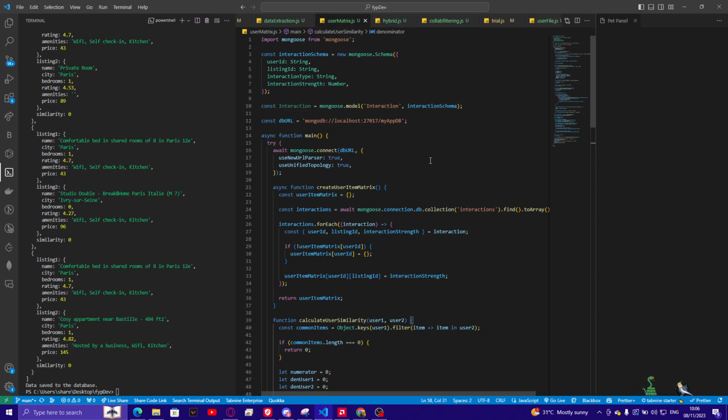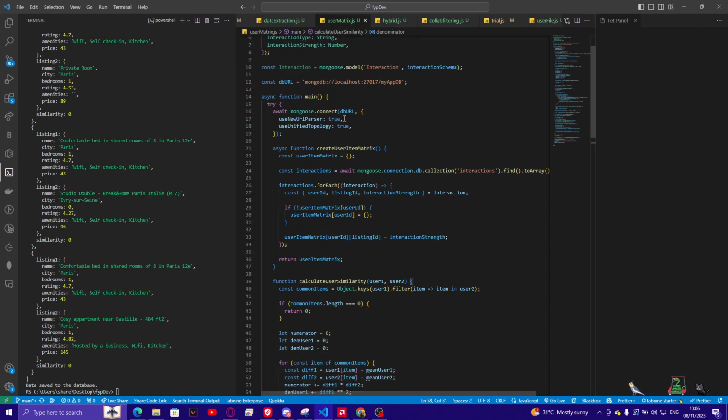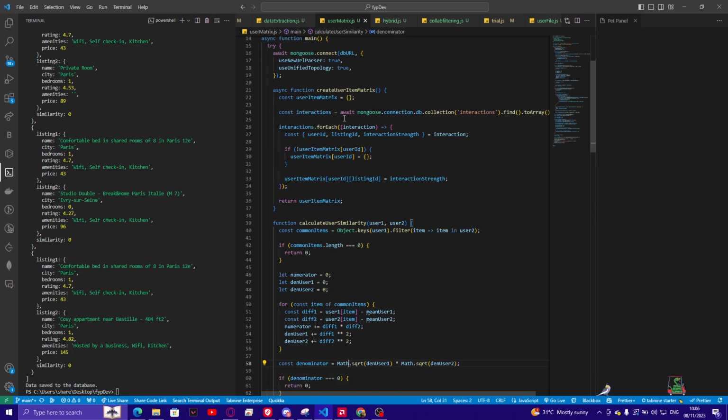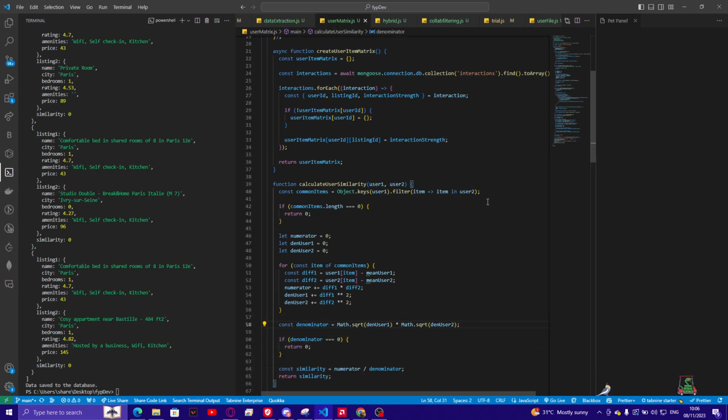Hence, I took the data from the API and wrote a program to turn it into a user item interaction matrix. In this program, when I was calculating user similarity for this one, I used the Pearson correlation. Pearson correlation shows the linear correlation between two sets, right?